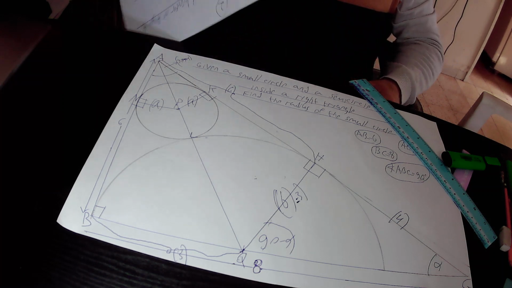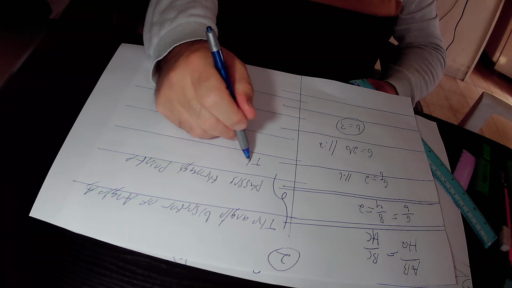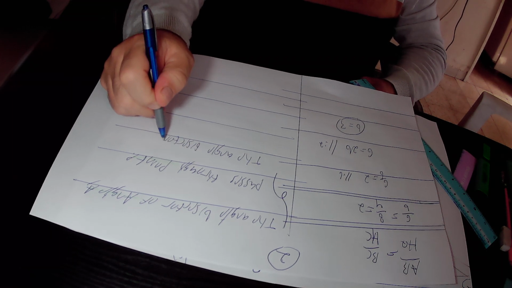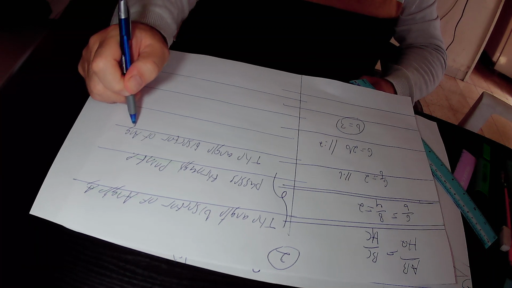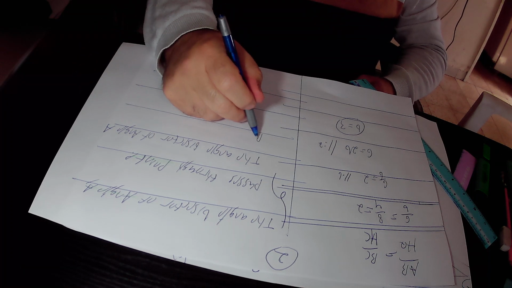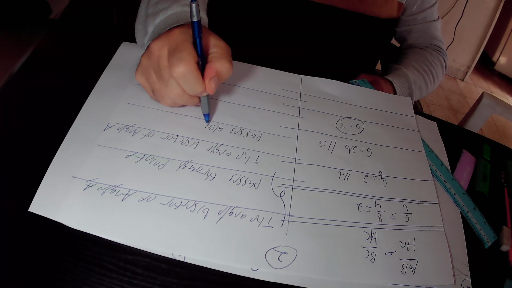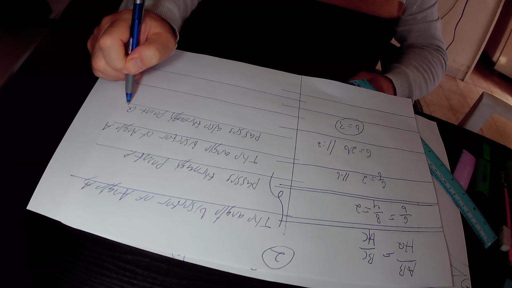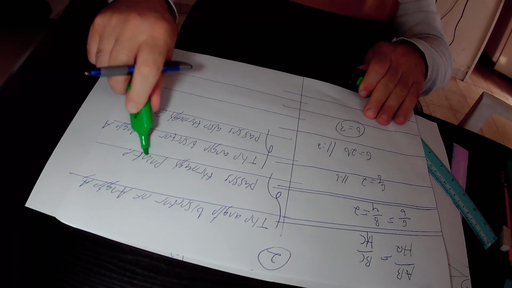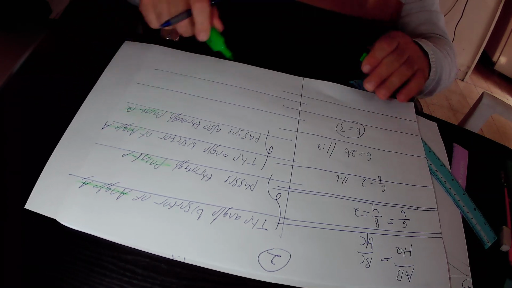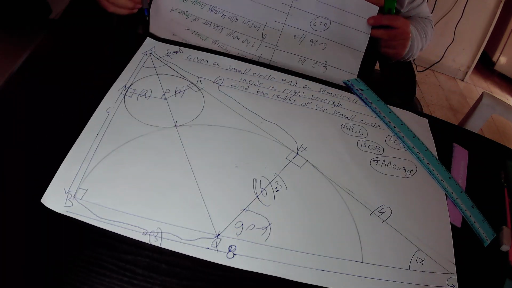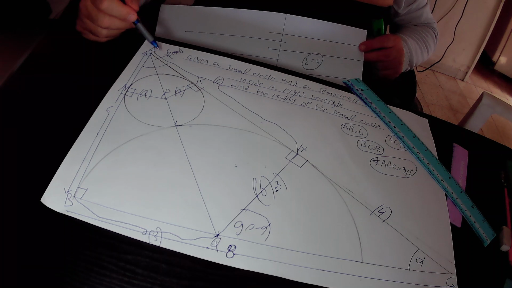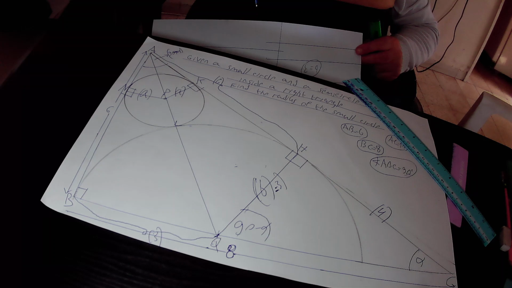So I write it down. I found out that the angle bisector of the same angle A passes also through point Q. You can see here that the angle bisector of this angle A passes through point P, that is the center of this small circle, and the angle bisector of the same angle A passes also through point Q, that is the center of this big semicircle.